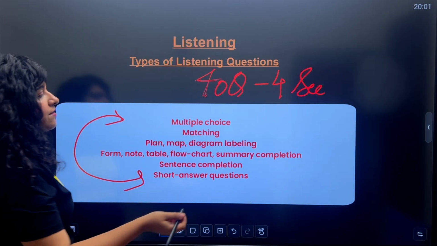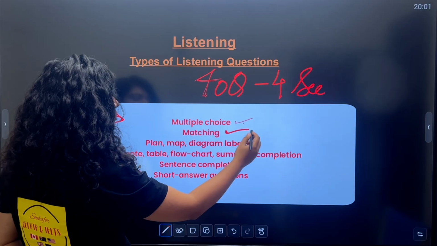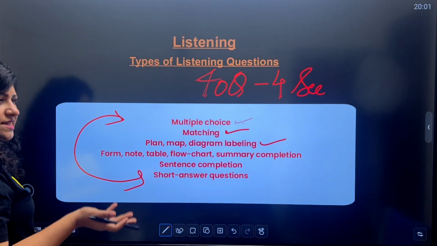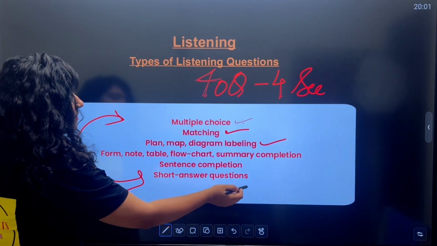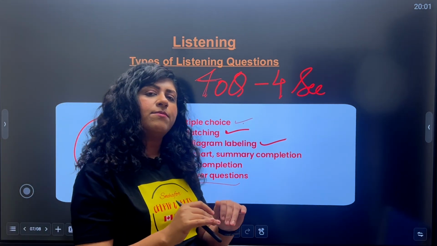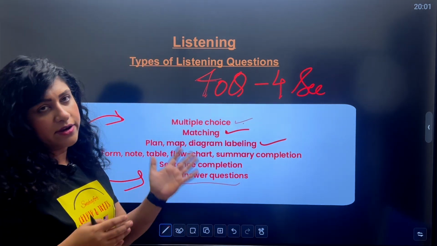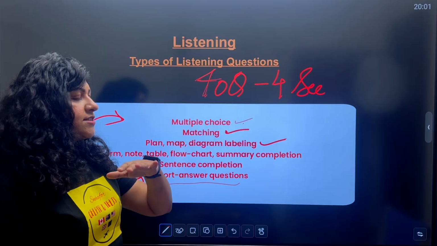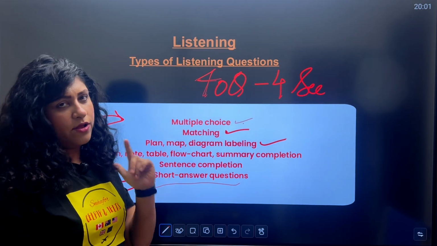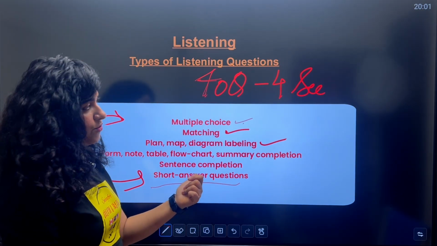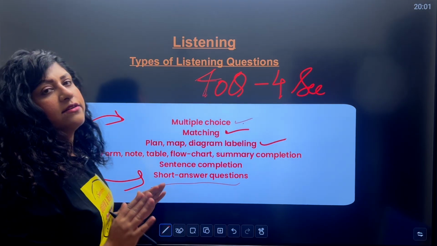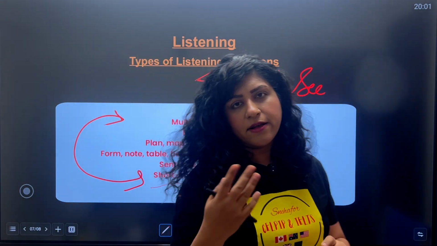And these are the type of questions that you have. So there are MCQs, there are matching, there are fill in the blanks in the form of a diagram, a summary, sentence completion, a flow chart, and there are short answer questions. So the types of question in listening is same as the types of question that we saw in reading part. Again, there is no point deducted for any incorrect answer, so make sure that you mark all the answers even in the listening module.